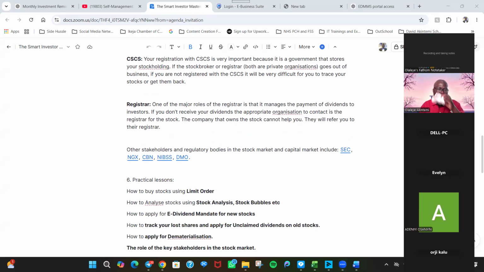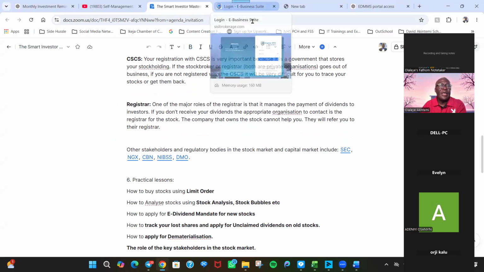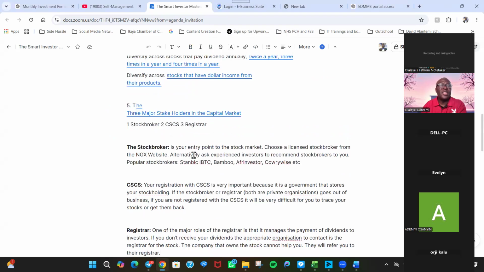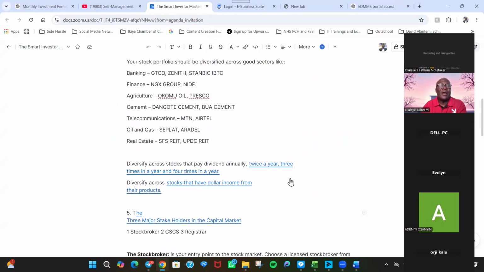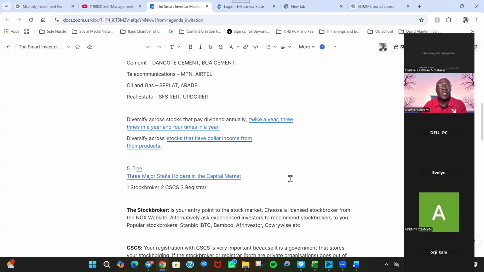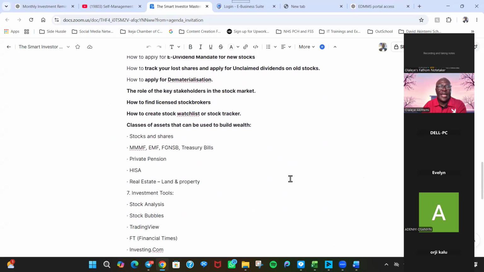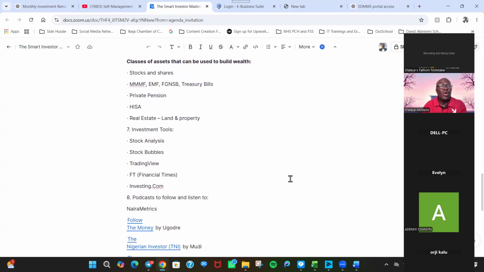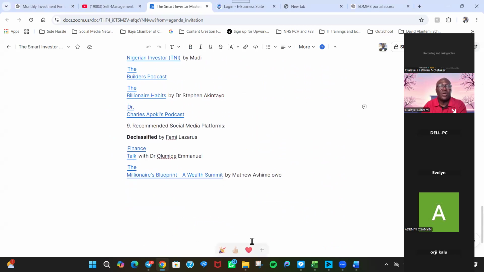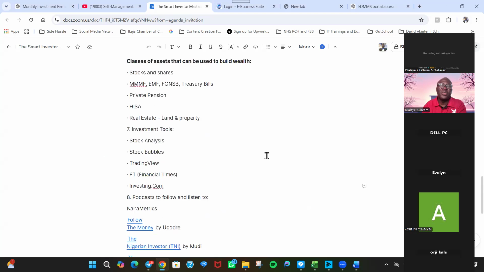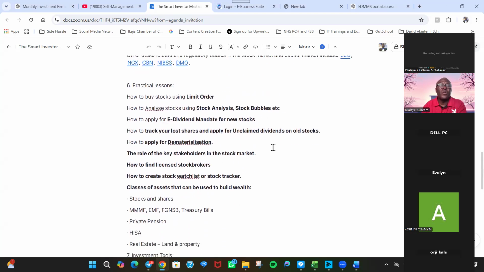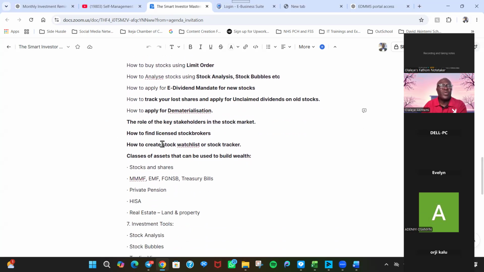Okay, so on the Telegram platform, again, I've written detailed information about the three stakeholders. I will just have a quick look if I can find where it is on the Telegram platform. But if not, just go into the Telegram platform and look for it. Three major stakeholders on the stock market. Okay, let's move to the next one because we still have quite a bit to cover.